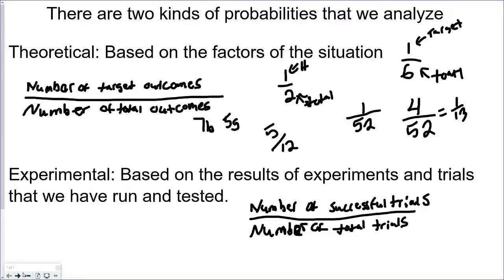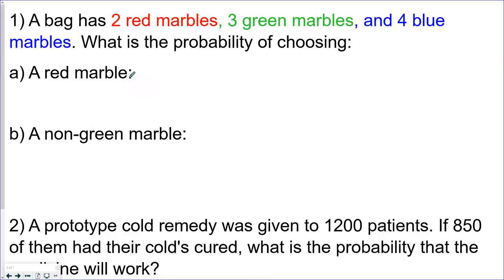So let's look at these in practice here. A bag has 2 red, 3 green, and 4 blue marbles. What's the chance of choosing a red marble? So this is theoretical because I know the factors. 2 red, 3 green, 4 blue. I know exactly what can happen. I'm either going to pick a red, a green, or a blue. I know exactly how much of each there is to possibly get.